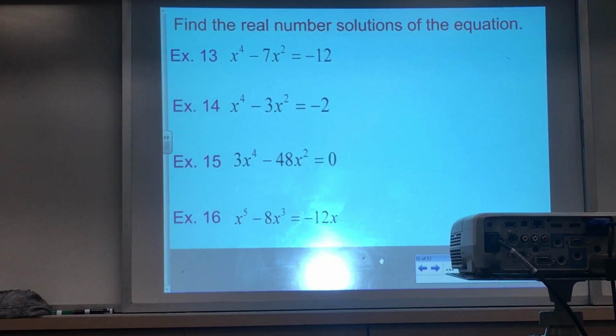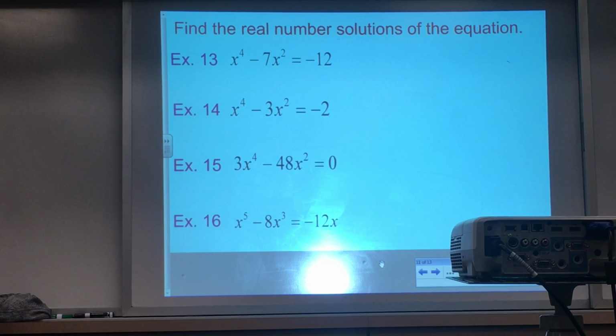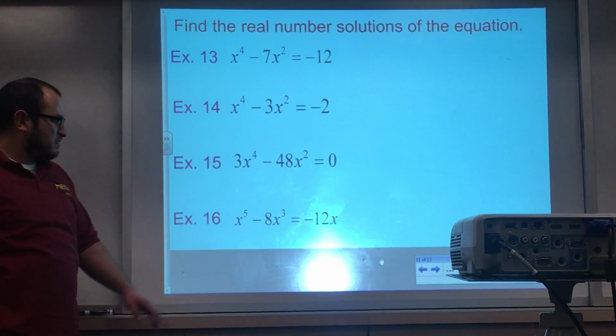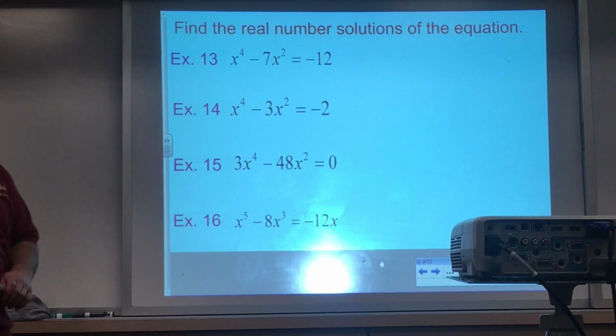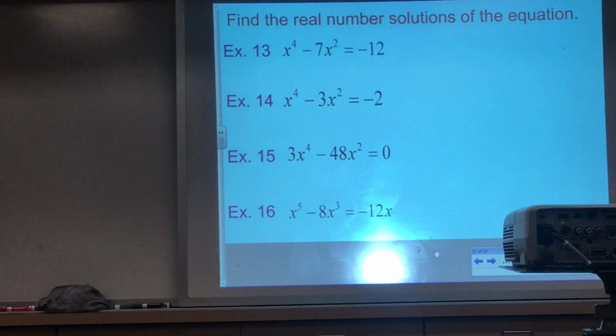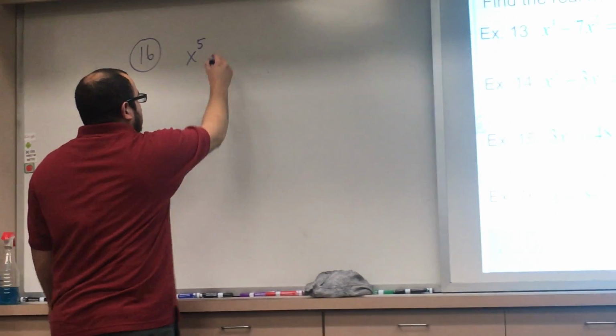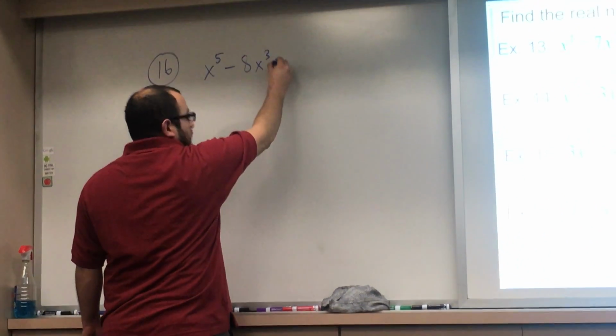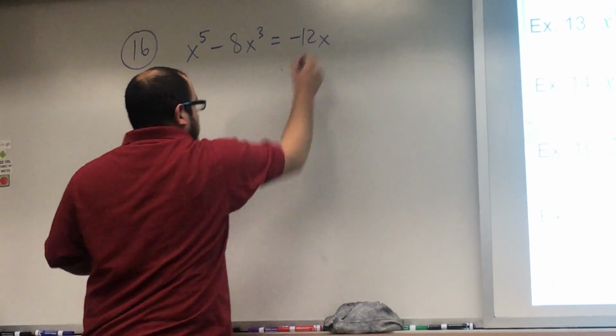Alright, so let's go ahead and do problem 16. We have x to the 5th minus 8x cubed equals negative 12x.